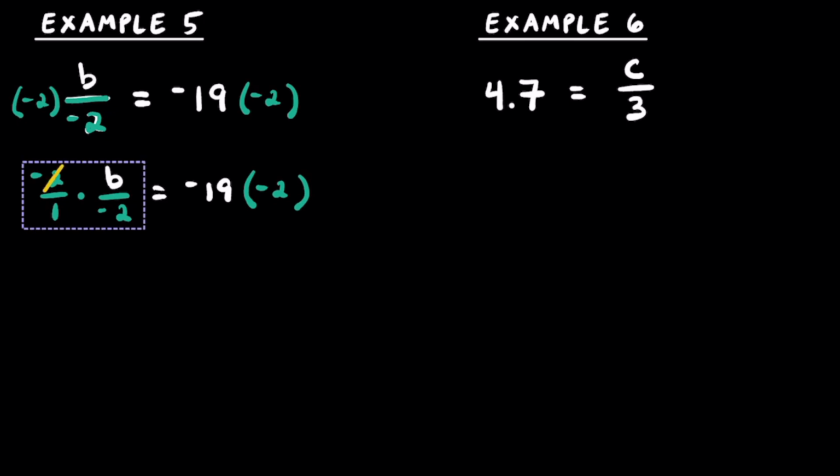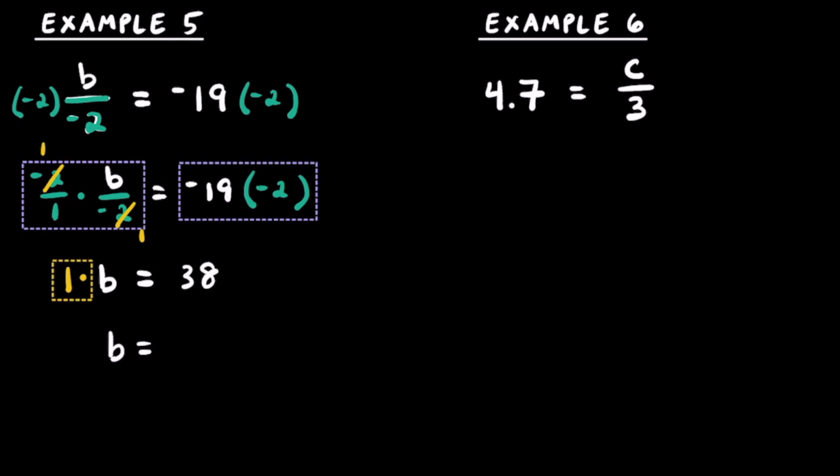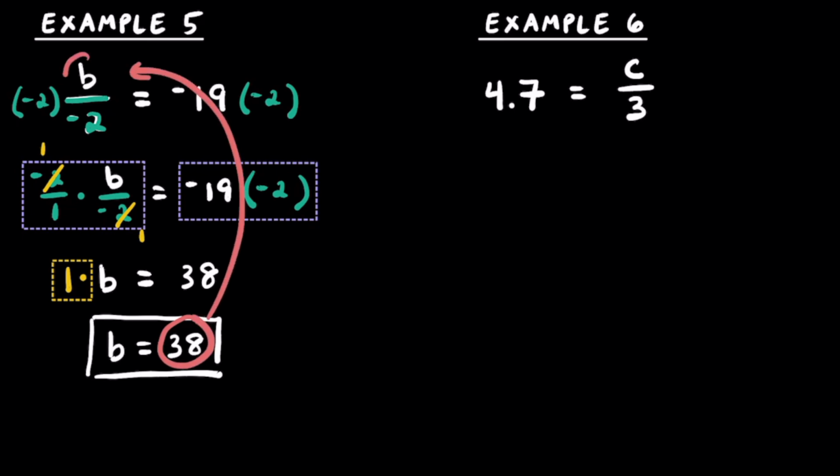And just like we wanted them to, these negative 2's are going to cross cancel to make 1's, and we have 1 times b on the left side of the equation. On the right side, a negative times a negative is a positive, so we have positive 38. Let's go ahead and drop that 1 and say that our solution is b is equal to 38. This makes sense because 38 divided by that negative 2 is equal to negative 19. And here's where we used our two properties.